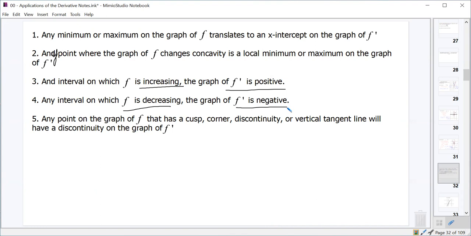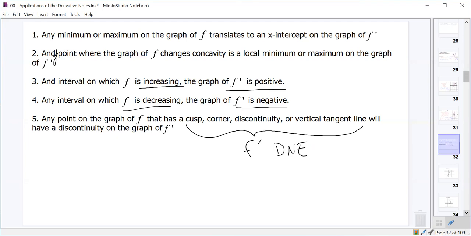And lastly, we'll want to note that any point on the graph of f that has a cusp, corner, discontinuity, or vertical tangent line will have a discontinuity on the graph of f prime, because these were the 4 reasons why f prime does not exist. We didn't see that in the first ones because they were all polynomials, but it will apply to some of the ones we're going to look at here in a minute.